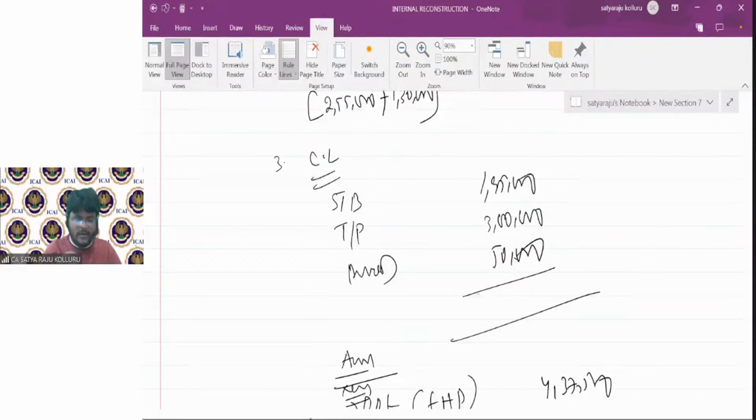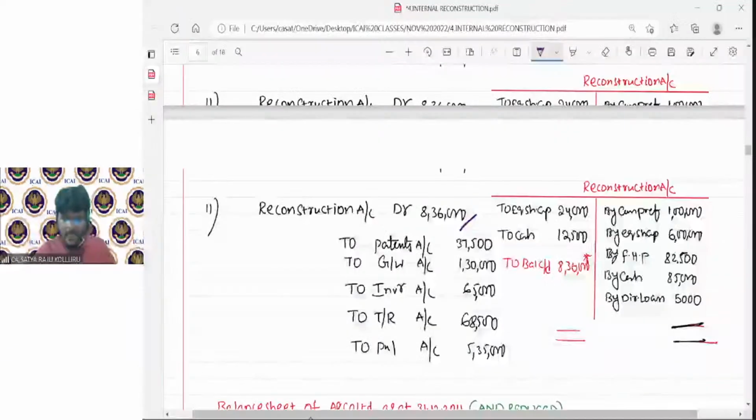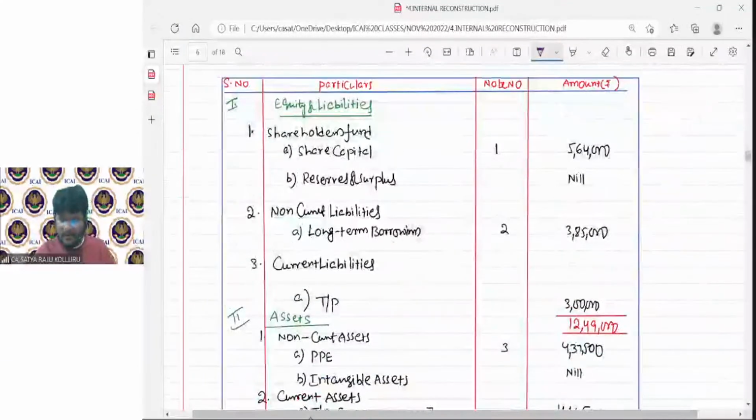Sir, cash is not available with the company, then how was payment done? That is the reason why I told you bank OD. If cash is not available, then it is a bank OD. Sir, someone is telling 2,30,000 cash debit balance. No, I'm getting 2,30,000. Just a second. I will clarify at this stage itself. Just a moment.